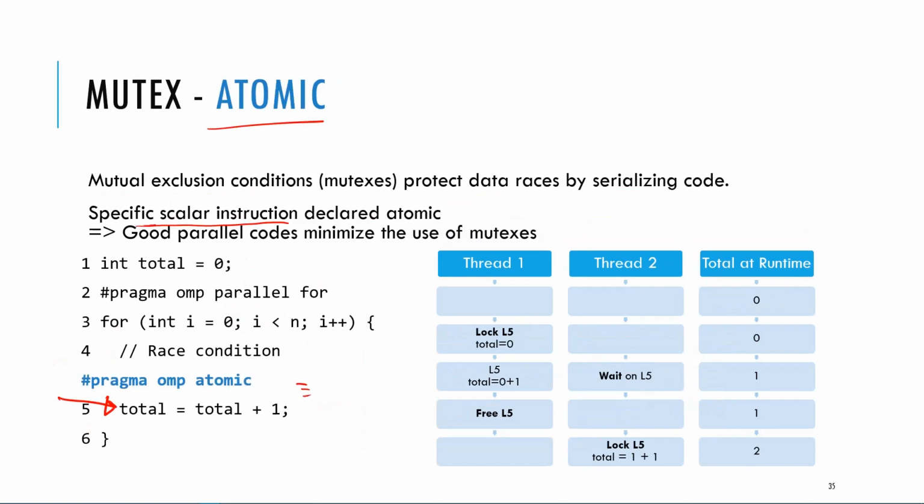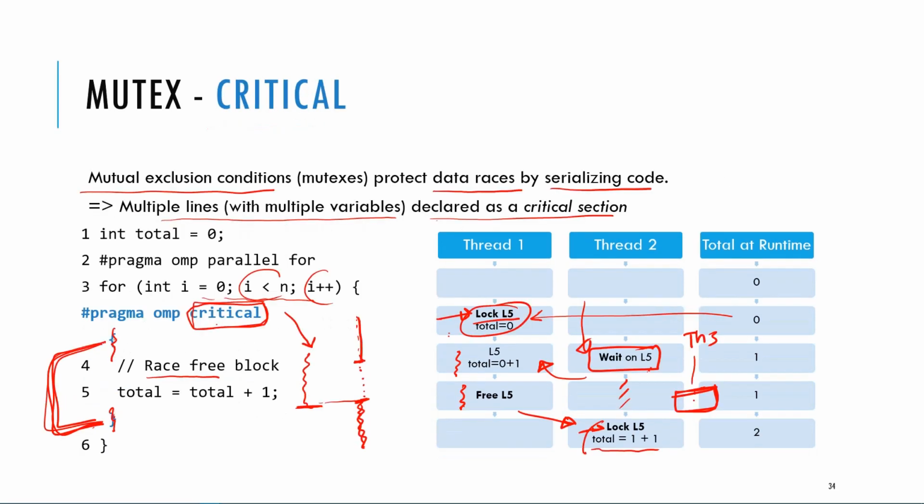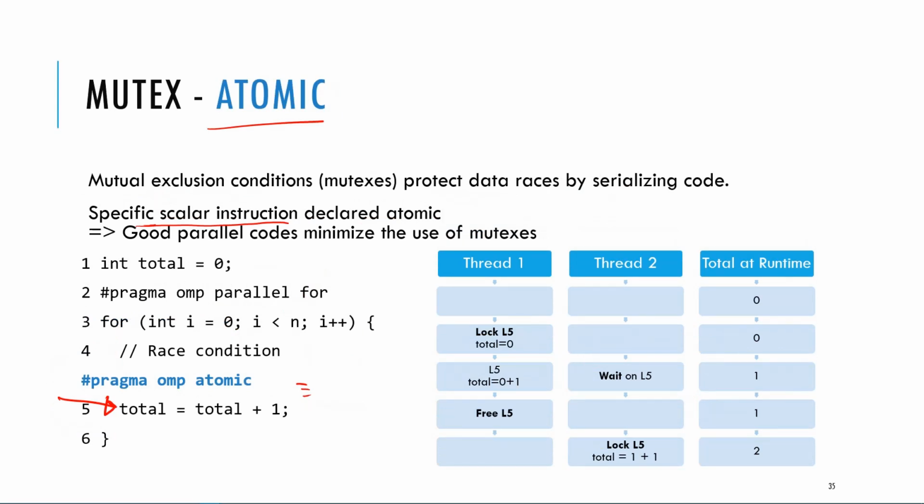But the extra feature, let's say, of the critical section is that you can define it for multiple lines of code, not only for one single line of code. Okay, so the atomic has the same effect as the critical, except that it only applies to one line. So the critical is more generic.